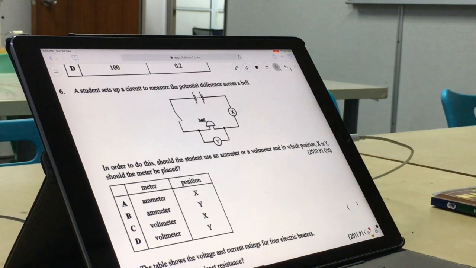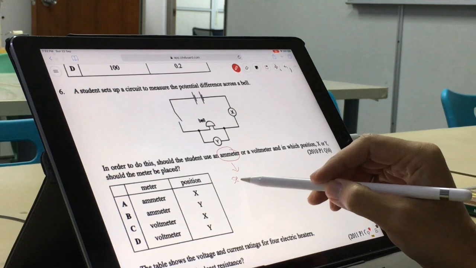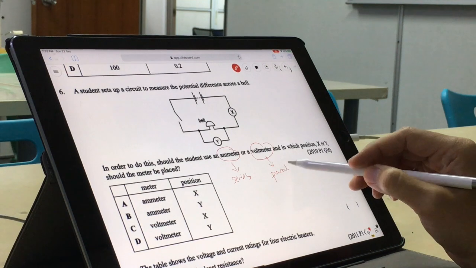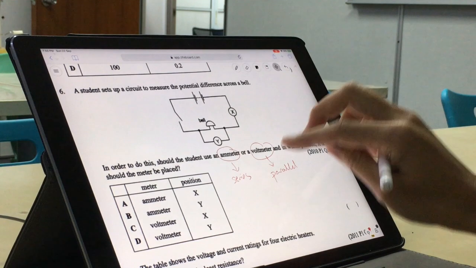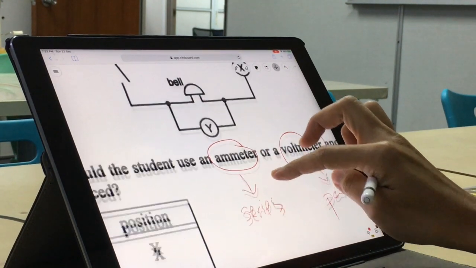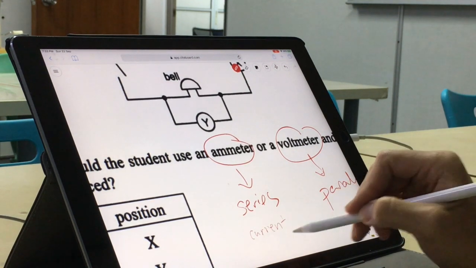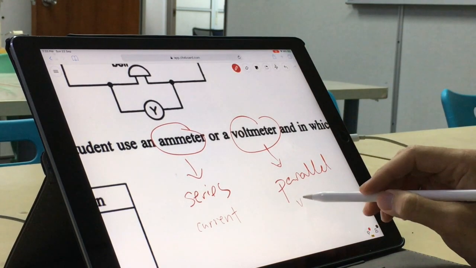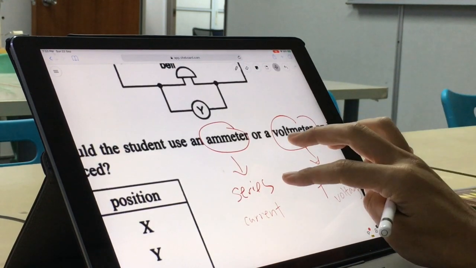Okay, now look at this one. In order to do this, should the student use an ammeter or voltmeter in which position? So what you need to know is that the ammeter must be put in series, and the voltmeter must be put in parallel. Why? Because remember, what does an ammeter measure? Current. What does a voltmeter measure? Voltage. Correct.